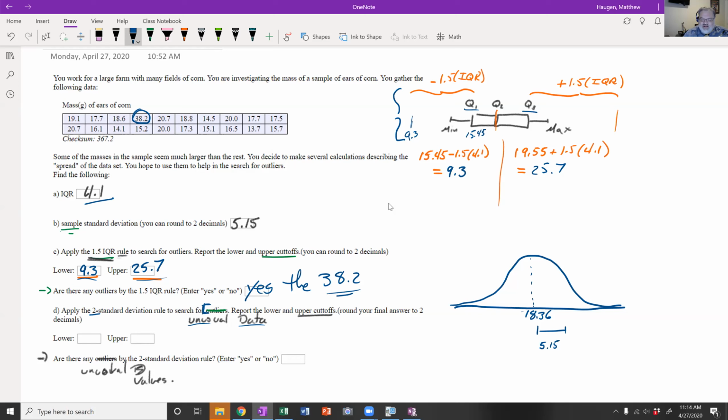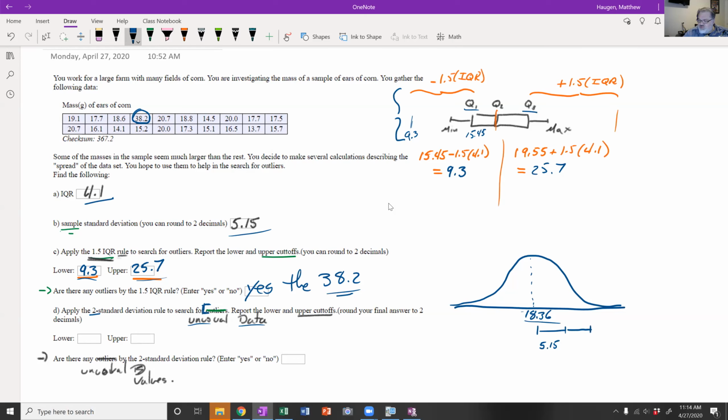Same thing here. We need that 5.15 for our standard deviation, but to find our cutoffs, we need to know that mean of 18.36. So it's almost like, well, how am I supposed to do that? I don't have the information. Then go find it. So I think that could easily throw somebody off on this question.